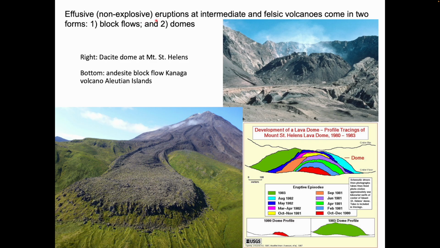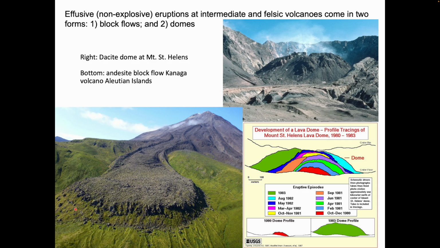Effusive or non-explosive eruptions at intermediate and felsic volcanoes can come in two forms. One, we have block flows, shown here on the left, where your lava flow is basically a long tongue of large lava blocks. And we have lava domes. In Mount St. Helens' crater, we have a series of lava domes that formed after its main 1980 eruption. And this is a chemical composition called dacite forming this lava dome we can see inside Mount St. Helens' crater. This block flow is made of andesite.